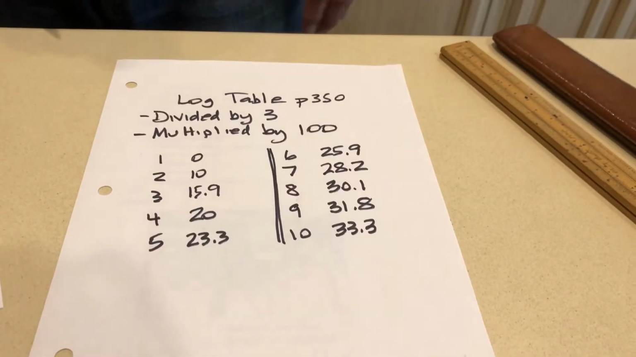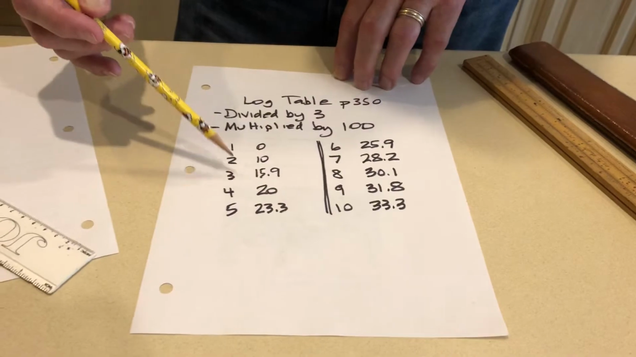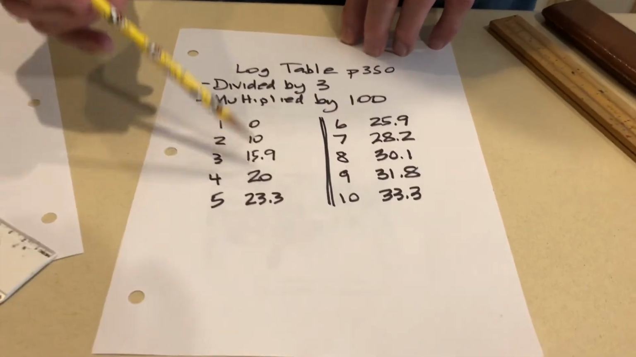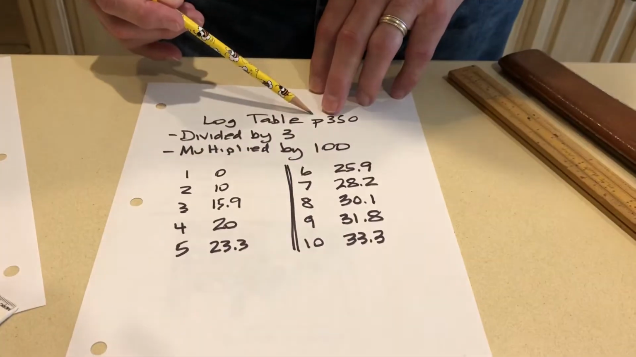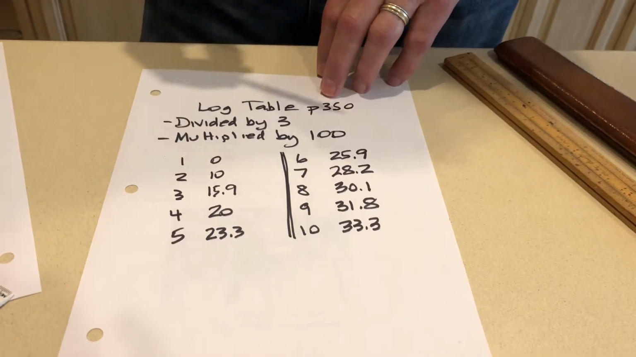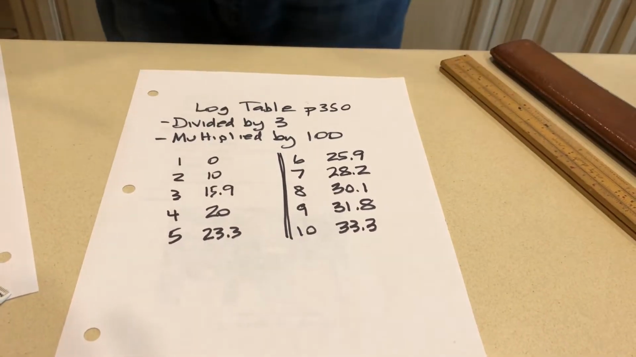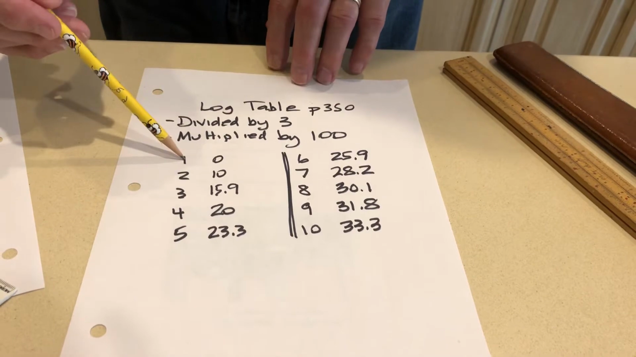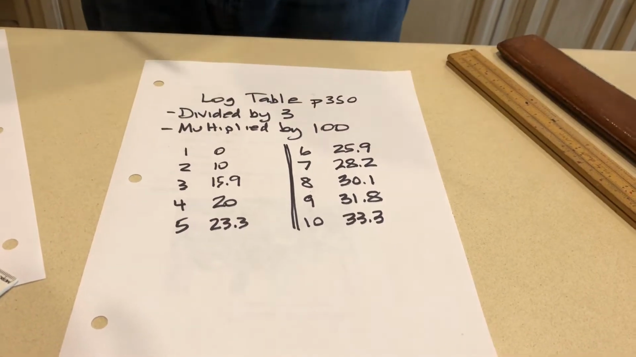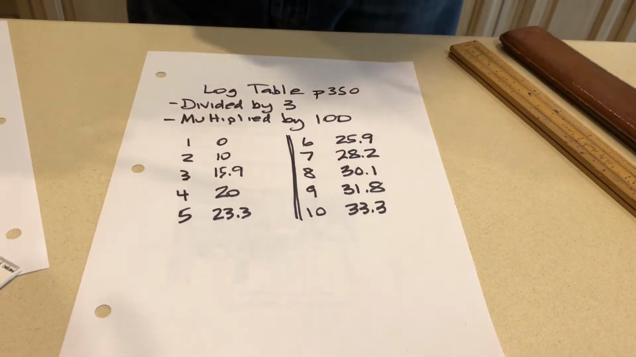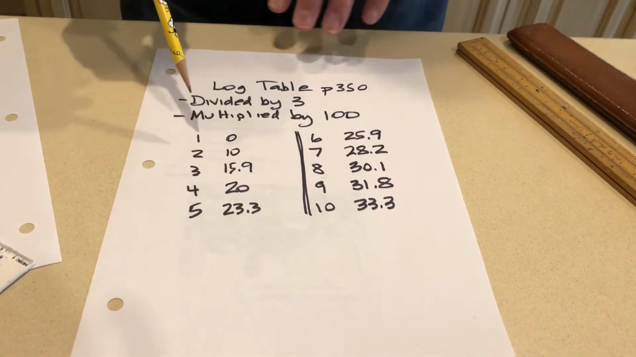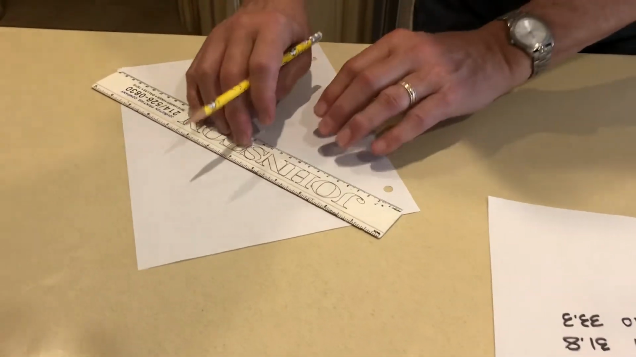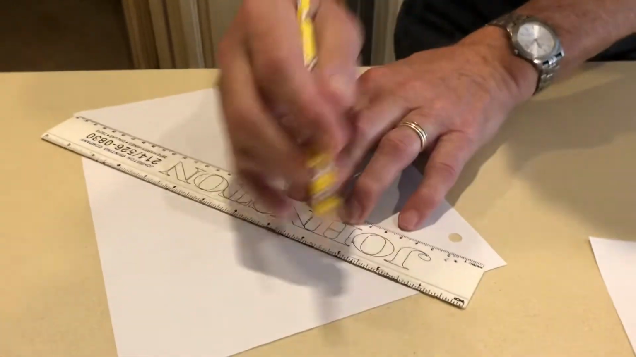This will be wonderful. And these are the logarithm numbers out of your table on page 350 that you filled in. And of course, log 1 is 0, as we know. So I've divided by 3 and multiplied by 100. Now I'm going to take these numbers, turn them around so I can see them, and mark this piece of paper.